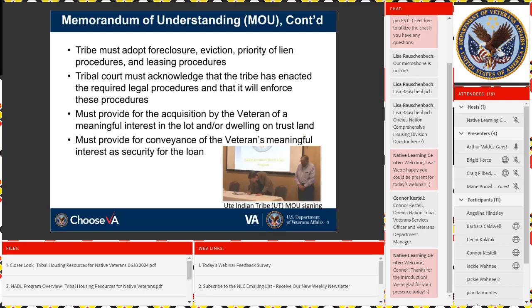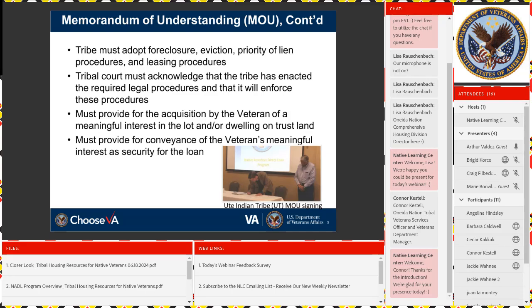Again, just like I said earlier, the tribe must adopt a foreclosure, eviction, priority of lien procedure and leasing procedures. The tribal court must acknowledge that the tribe has enacted the required legal procedures and that it will enforce these procedures.